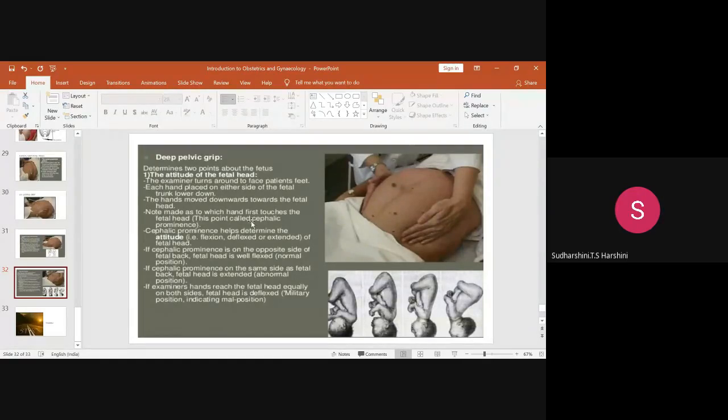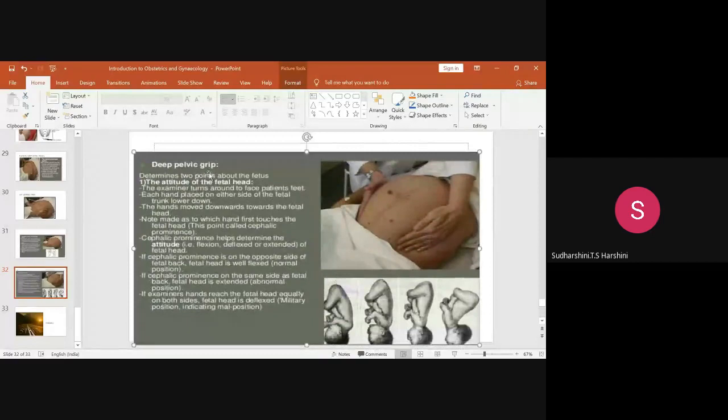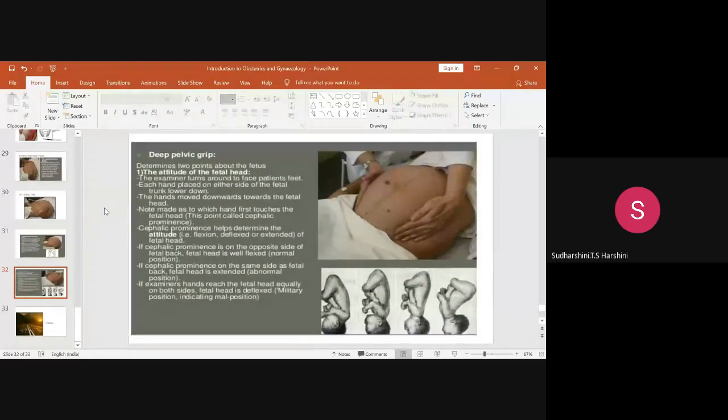So you will determine the attitude of the fetal head in the second pelvic grip. It's also called the deep pelvic grip, but don't use this term; use it as the second pelvic grip. It determines the attitude of the fetal head, whether the fetus is well flexed or deflexed or the head is extended. You'll palpate the occiput and sinciput, and based on the relationship between them, you'll come to a conclusion whether it is a fully flexed head or a deflexed head. Understood?